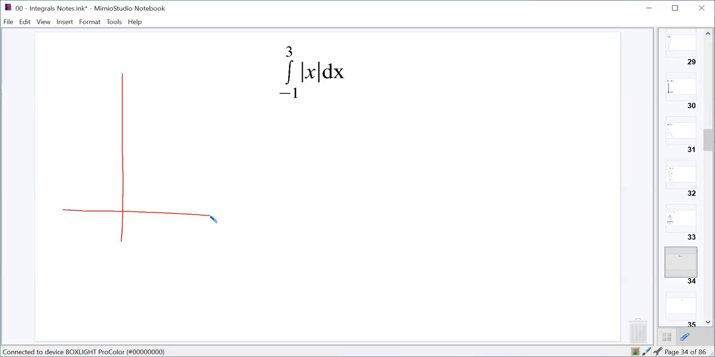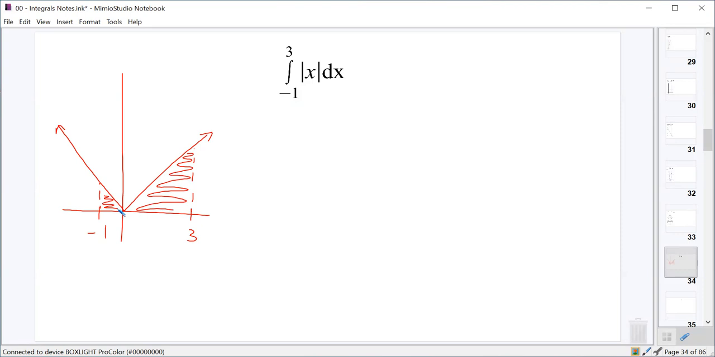Well, we know what absolute value looks like, right? It's just a v-shaped function here, right? And if we're at -1 and we're over here at 3 and we're talking about this total area, then we can see that that's just two different triangles.